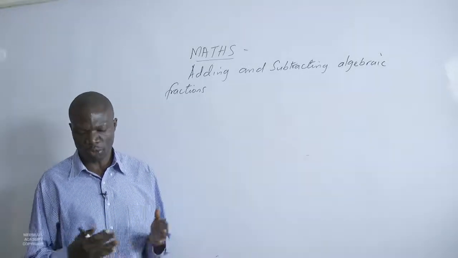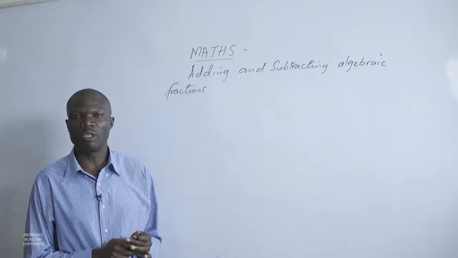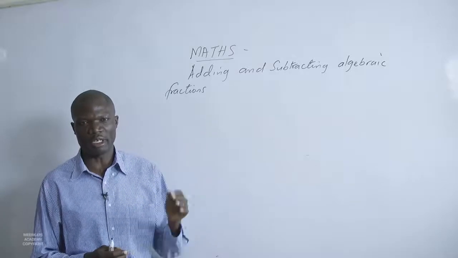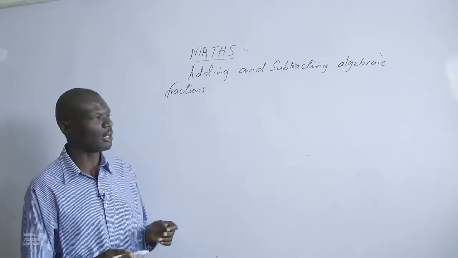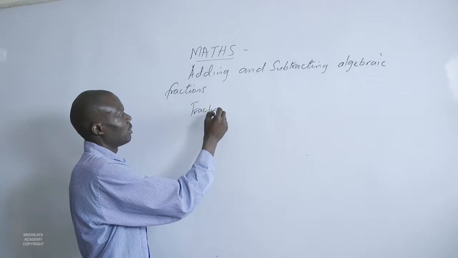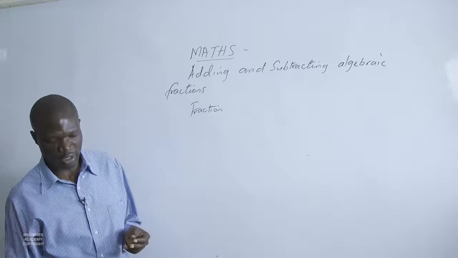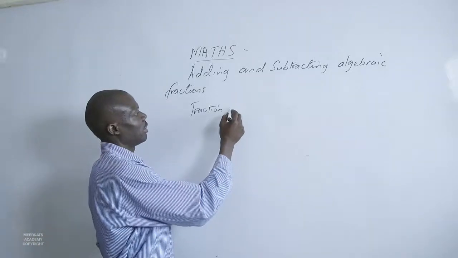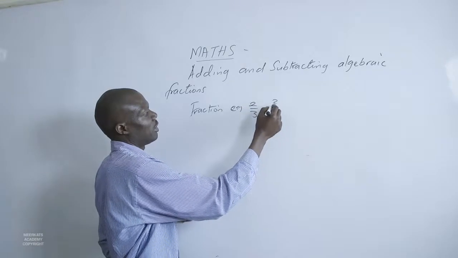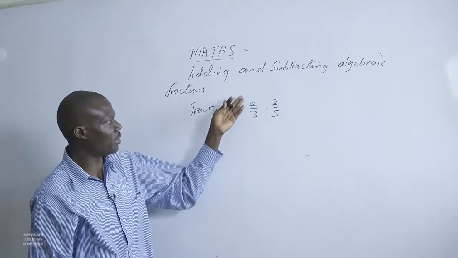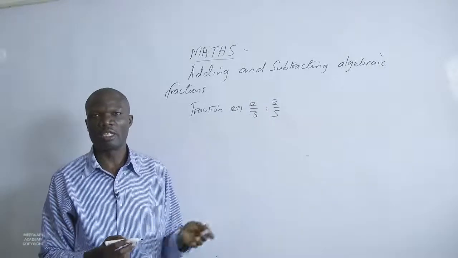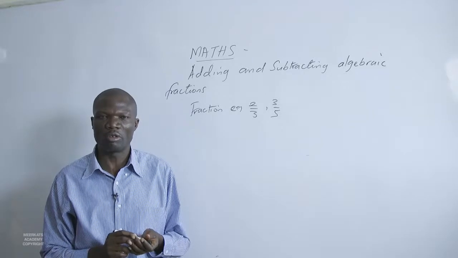You all know that when we talk about a fraction, we are simply looking at those numbers which are written with the numerator and the denominator. In other words, fractions are numbers like this. Examples of fractions are 2 over 3, 3 over 5, and so on. We have the numerator and the denominator. So these are the normal fractions.